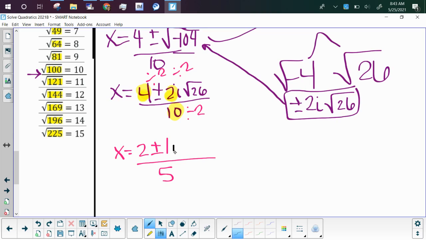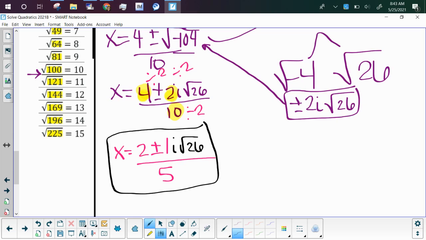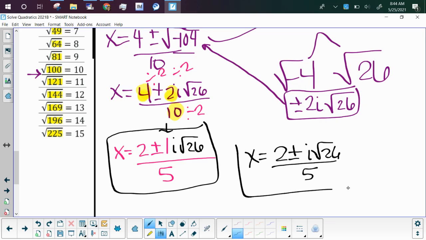And I am just going to pop the i and the square root of 26 back in there because they do not change when I'm simplifying this. And that is my final answer. You could also change that 1, this one, into an invisible one. So you could have also written it as 2 plus or minus i square root of 26 all over 5. Okay, both are equally good.